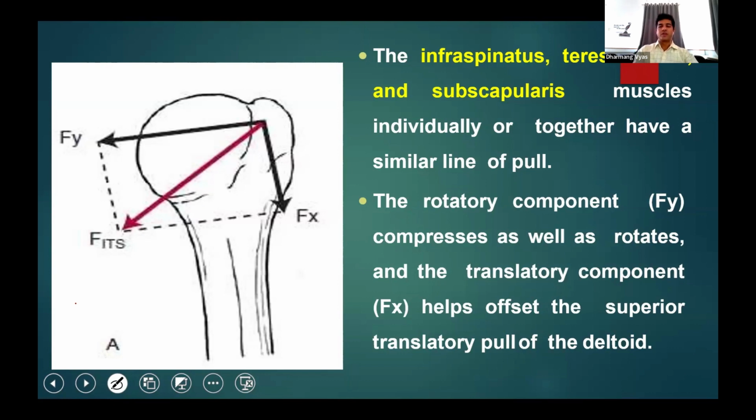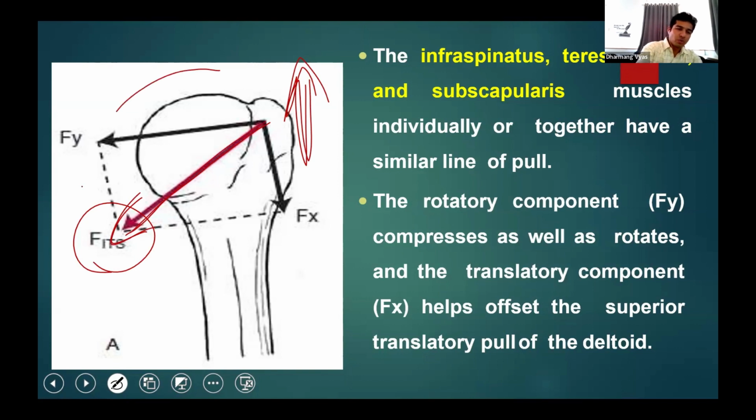The rotatory component compresses as well as rotates, and the translatory component helps offset the superior translatory pull of the deltoid. So deltoid creates elevation. These three muscles of the rotator cuff create downward pulling of the humerus. So when the deltoid gets activated to abduct, these three muscles along with subscapularis get activated to rotate the head of humerus downwards so that you can prevent impingement.